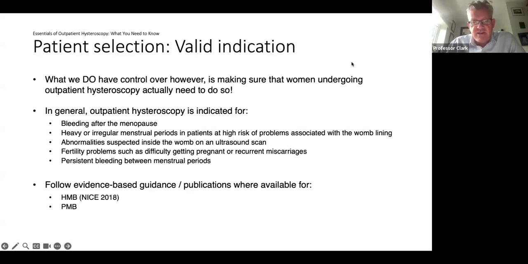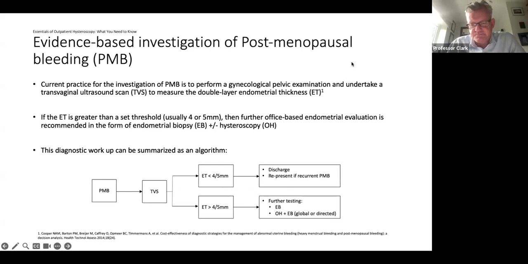Just going back to abnormal bleeding, HMB is heavy menstrual bleeding, PMB is postmenopausal bleeding. And we do have published evidence-based guidelines. I'm not sure what the guidelines within your units would be, but in general, the evidence base would suggest that women with postmenopausal bleeding should have a transvaginal scan. And if you take a threshold of less than 4 millimeters, is probably most standard, but it could be less than 5. Then if the examination is normal, the cervix is fine, and the endometrium is thin, then they can be discharged. But on the other hand, if the endometrium is thicker than those thresholds, 4 or 5 millimeters, then there definitely needs to be some further evaluation in the form of a hysteroscopy with a sampling.